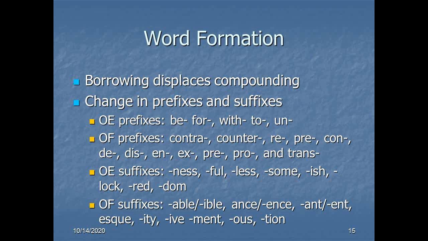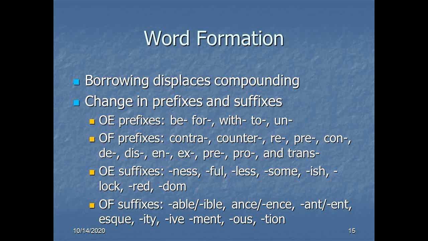So if we take a look at common Old English prefixes, and I'll just use the modern English pronunciations: be, for, with, to, un. We tack those on to the beginnings of words to make new words in ways that we've already actually discussed. But we also now use words that have come in from French: contra, counter, re, pre, con, de, dis, en, ex, pre, pro, and trans. And these continue to be active in the language. That is, these are part of our mechanisms right to this day for making new words.